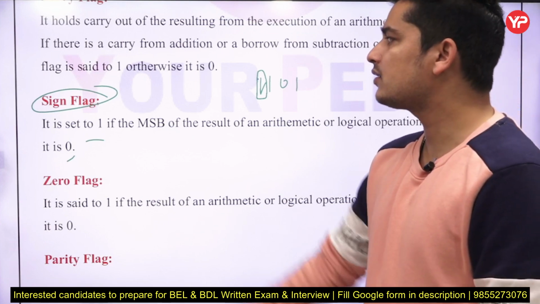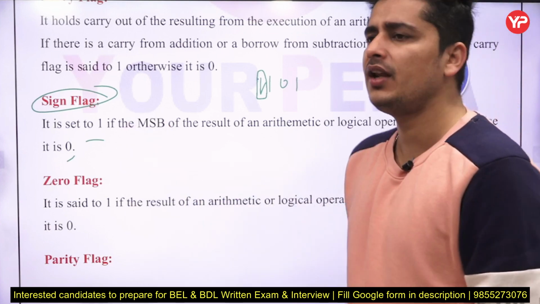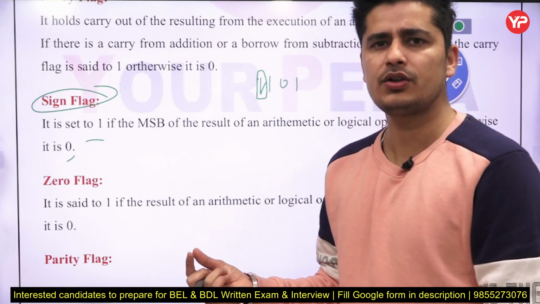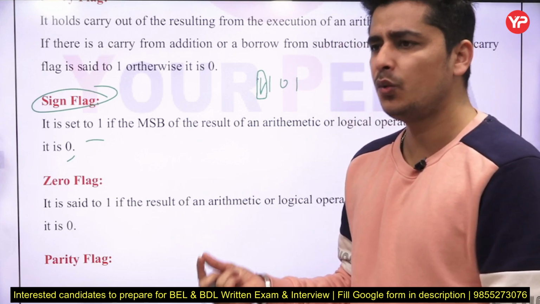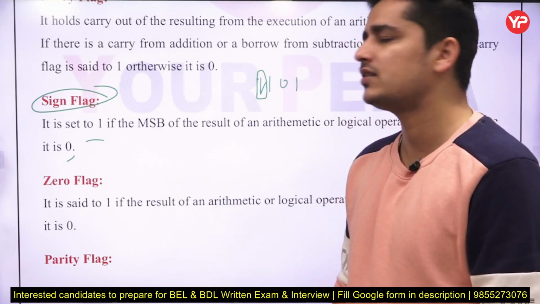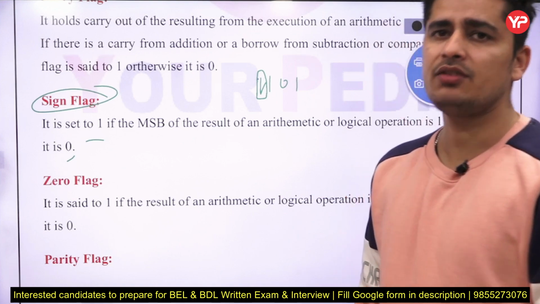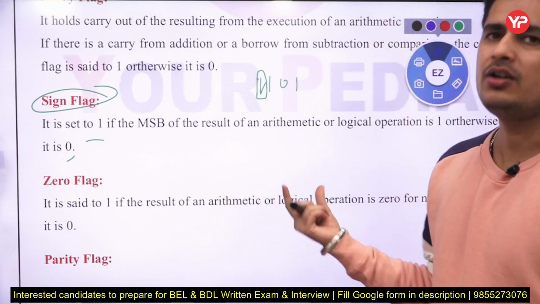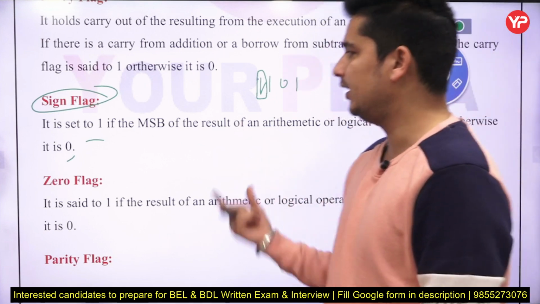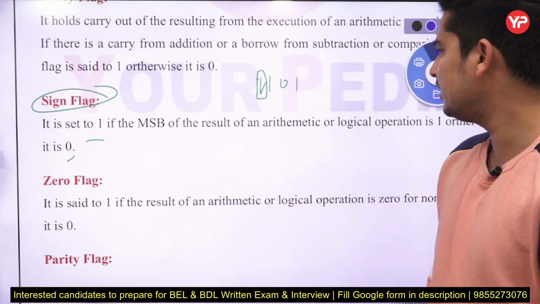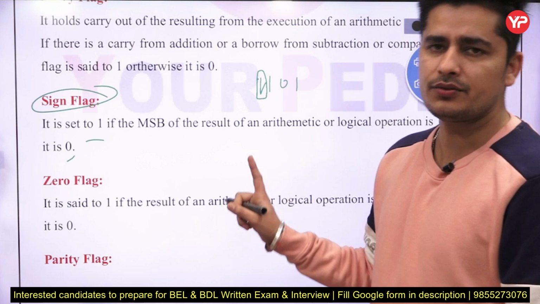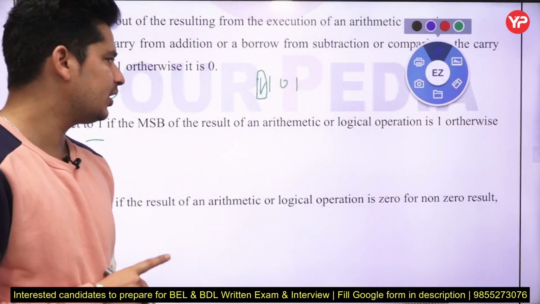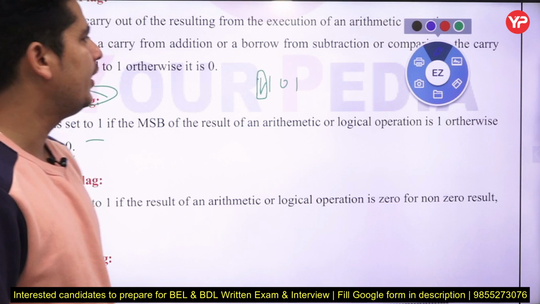So in this one, what does the sign flag do? Sign flag checks the MSB of your result. If MSB of your result is 1, then it will set, and it says that your result is negative. If MSB is 0, then it will be 0, because you are working in 2's complement form, and it will tell that the number is positive. So that's the meaning of sign flag. Sign flag tells you the status that the result is positive or negative.